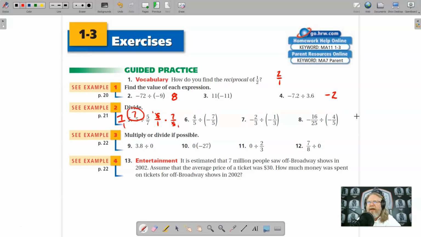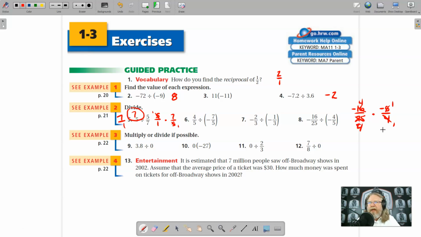Let's do that with this one over here. So negative 16 over 25. Keep the first. Now we're going to flip the second, right? So negative 4 over 5 becomes negative 5 over 4. And change the sign from division to multiplication. Now, 16 and 4 share a common factor, 4. So let's factor 4 out. 4 divided by 4 is 1. 16 divided by 4 is 4. And let's factor the 5 out of the 5 and 25. 5 divided by 5 is 1. 25 divided by 5 is 4.